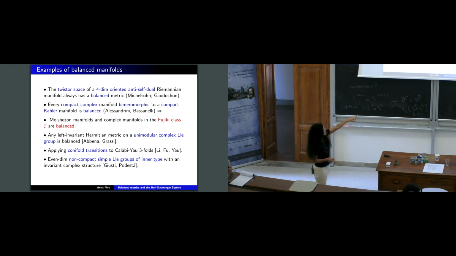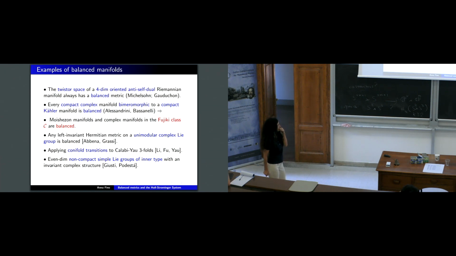And as I say, there is this nice construction by Fu, Li, and Yau. And here you start with Calabi-Yau threefolds. So in the Kähler case, Calabi-Yau, so with Kähler Ricci-flat metric, and you apply what is called the conifold transition. So roughly speaking, you take a contraction of rational curves, so copies of CP1, with a normal bundle of type O(-1) plus O(-1). You get something singular, and then you do a smoothing. And that you can apply in a nice way to get this example of balanced non-Kähler.